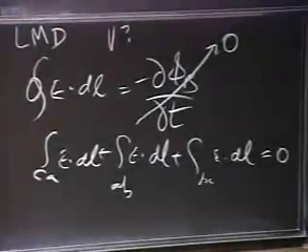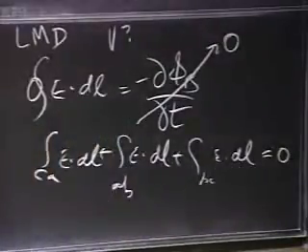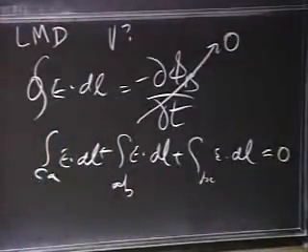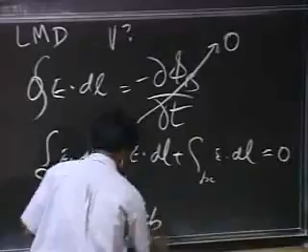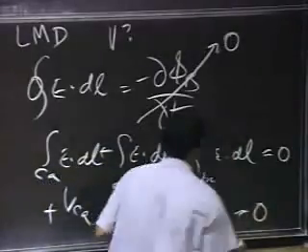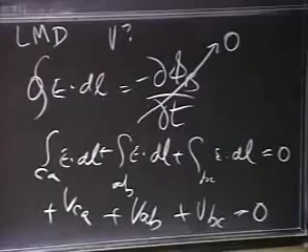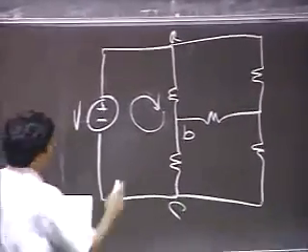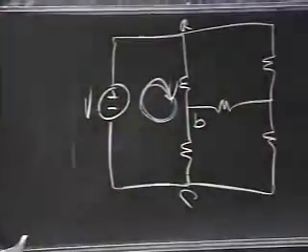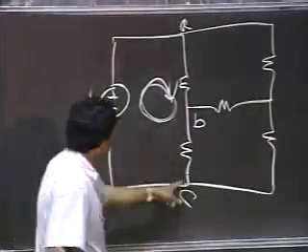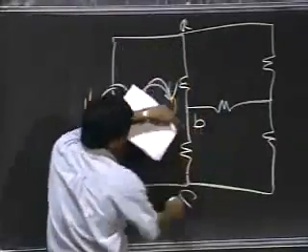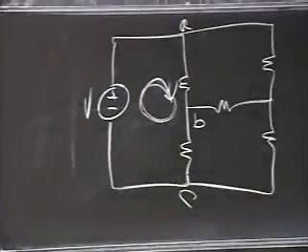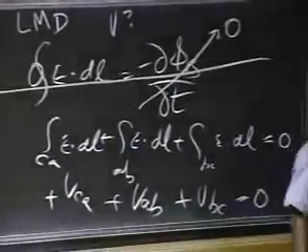Okay? And then what I can do is, now that the right-hand side is 0, I can simply take this, and I know that E dot dl across this element is simply VCA. This is VAB, and this is VBC equals 0. Okay, so when I make the assumption that del phi B by del t is 0, and I go around this loop, applying Maxwell's equations, what do I find? I find that the sum of the voltages VCA plus VAB plus VBC is 0. That's fantastic.